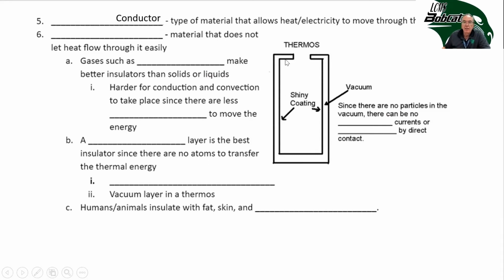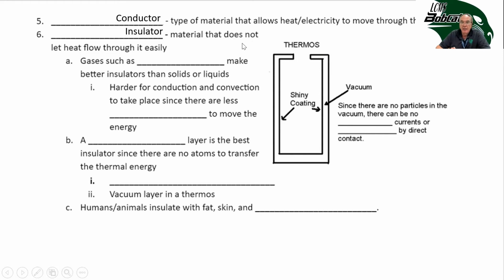A conductor is a material that allows heat or electricity to move through it easily. Metals are examples of good conductors. And remember, conduction is from particle to particle, so the particles in the metal allow the energy to transfer through them easily.